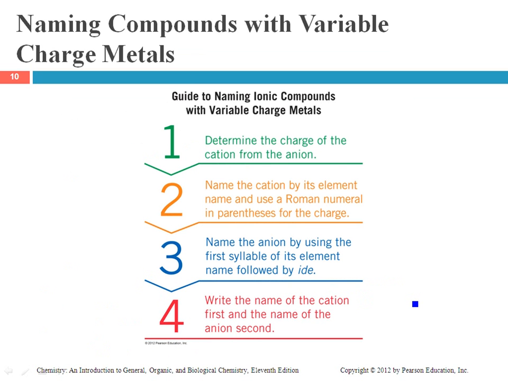Then you name the cation by its element name, just like we've done previously, and then you put the charge in the Roman numeral in parentheses right after the name of the cation, which here is our metal. Cation just means positive charge. Anion means negative charge. And then we just name the anion and end with -ide, just like we have done previously. So we write the name of the cation first, and then the name of the anion second. So metal comes first, then the nonmetal.